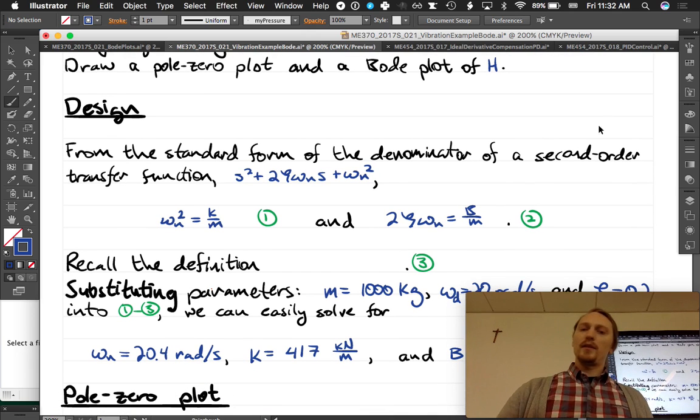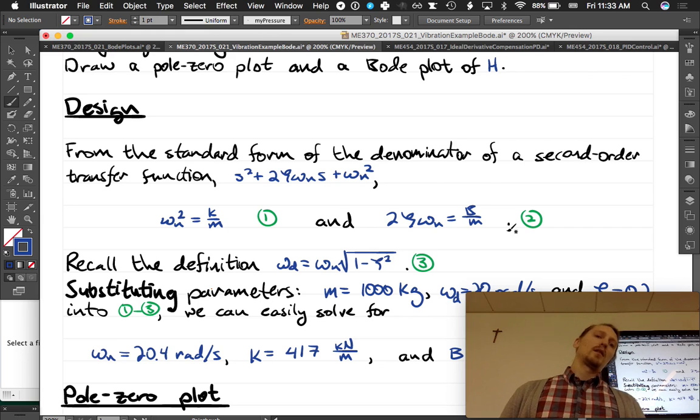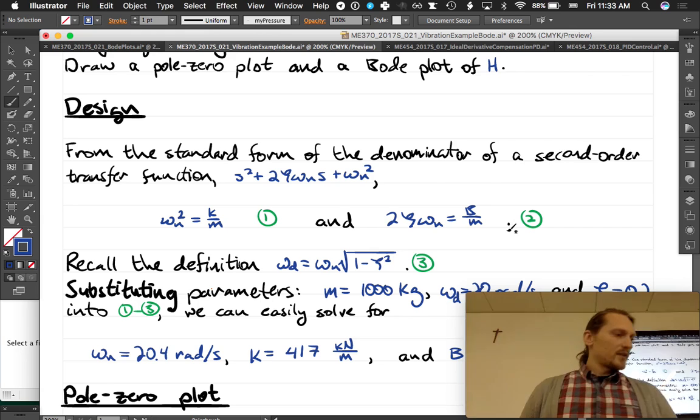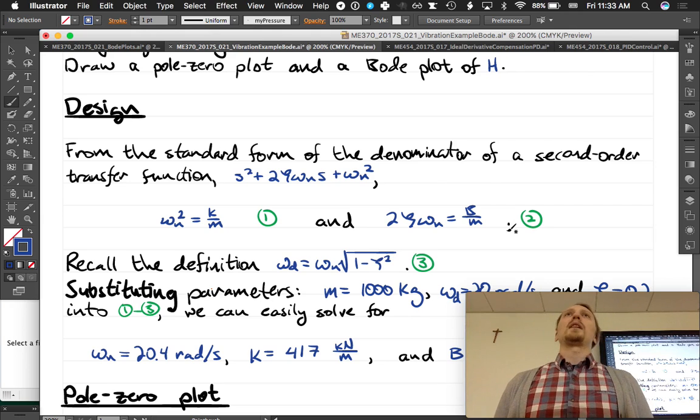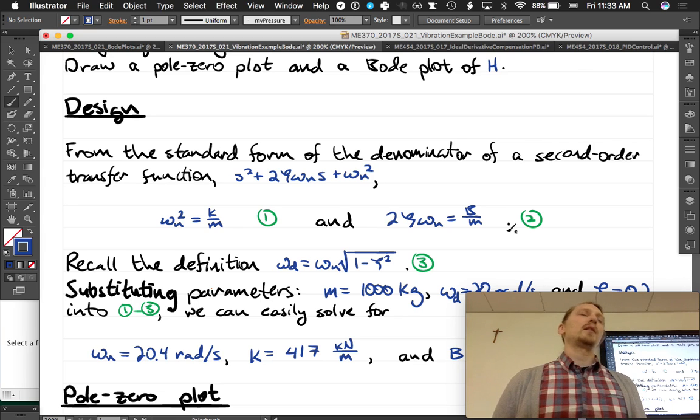Recall from the definition of a damped natural frequency, square root of something minus 1. So it's omega n scaled by the square root of 1 minus zeta squared. So that's the definition of the damped natural frequency. And zeta here is going to vary from 0 to 1, and we're just going to be essentially multiplying omega n by some fraction of 1, right?